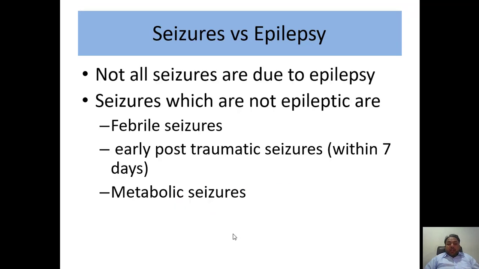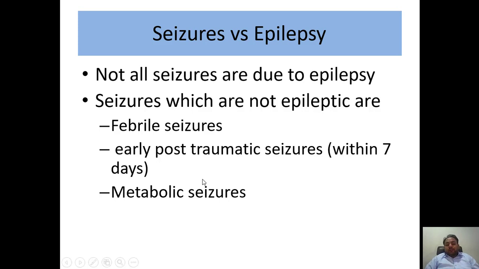The terms seizure and epilepsy should not be mixed, because not all seizures are due to epilepsy. There are seizures which are seizures, but they are not epilepsy. For example, febrile seizures, early post-traumatic seizures within 7 days of trauma. Patient may have seizures, but the patient will not be labeled as epileptic.